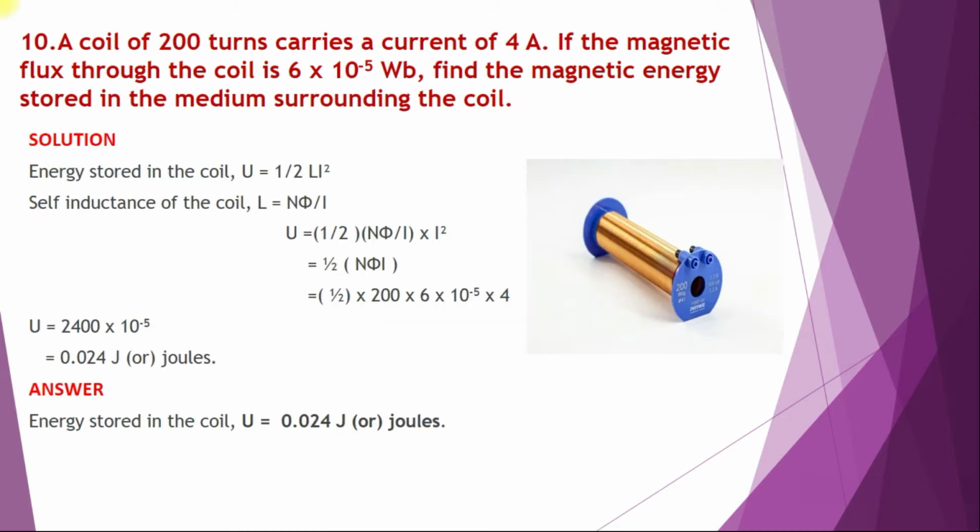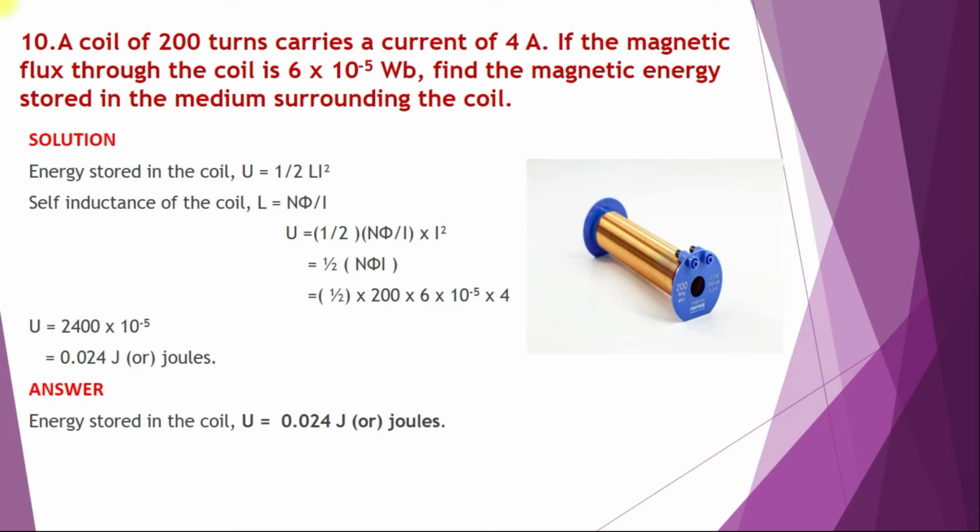So the solution starts with the formula for energy stored in the coil, U is equal to half L I square, where L is the self-inductance of the coil, which is given by N phi by I. Substitute this value of L in the U equation. So U is equal to half N phi divided by I into I square. So the equation becomes half N phi I.